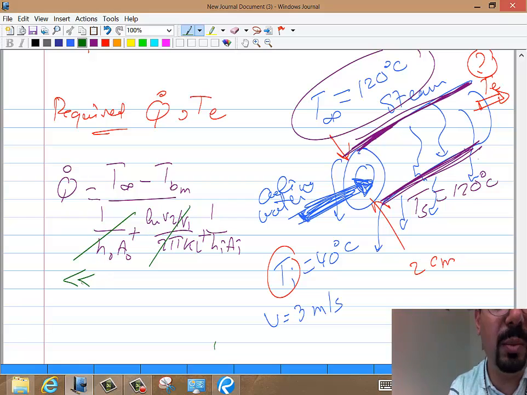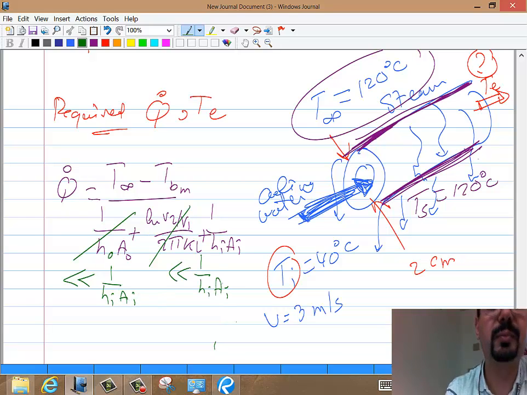But I'm going to neglect them, and rather than saying they are 0, I would say it's better to write that they are much smaller than the inside. So we will say it's much smaller than 1 over HI area I. So those two are much, much smaller.